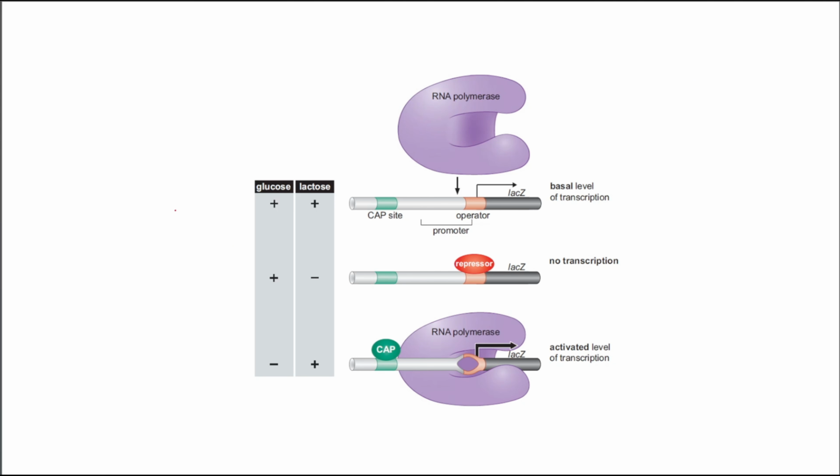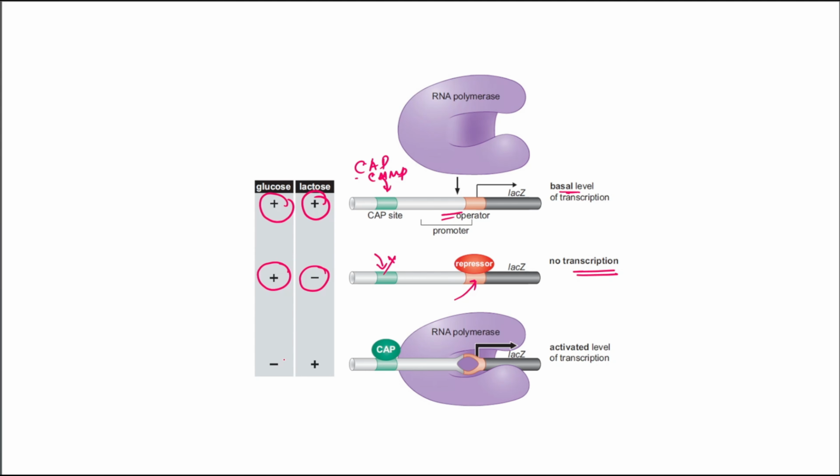So here is the picture where the glucose is also present, lactose is also present. So in the CAP site, CAP or the CAP-cAMP complex cannot bind. So RNA polymerase binds in the promoter site weakly. So the transcription level is basal level. And if the glucose is present and lactose is absent, then the repressor binds in the operator site, and glucose is also present, that means CAP cannot bind in the CAP site. So no transcription happens.